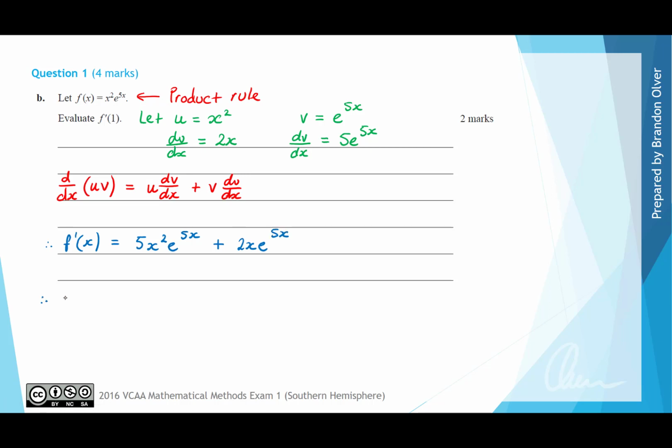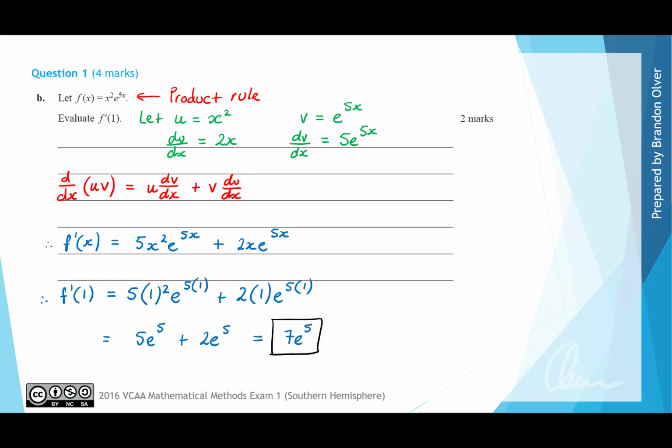We now need to evaluate this when x is 1, so f dash of 1 is equal to 5, and then wherever there's an x we replace with a 1, so it's going to be 5 times 1 squared times e to the power of 5 times 1, plus 2 times 1 times e to the power of 5 times 1. Simplifying that gives 5 times e to the power of 5 plus 2 times e to the power of 5. And as they are like terms, we can combine them, so this is going to equal 7 times e to the power of 5. So that is the answer for part B.